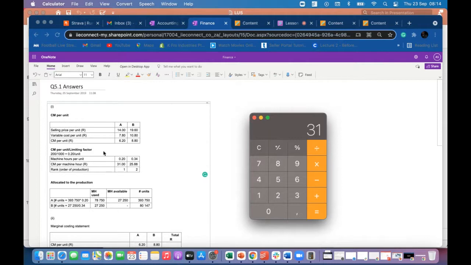The reason why we're doing this is we're trying to say which of these two products is going to give us the most income for this limiting factor. Remember, we only have 106 hours of machine hours. So if we have a limiting resource, we then need to say which product is going to give us the most bang for our buck.